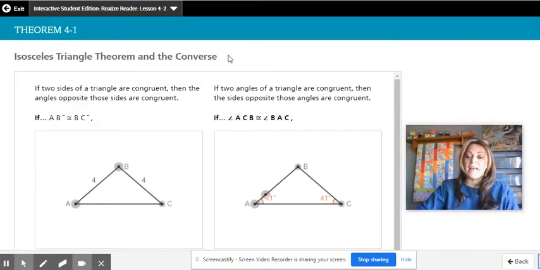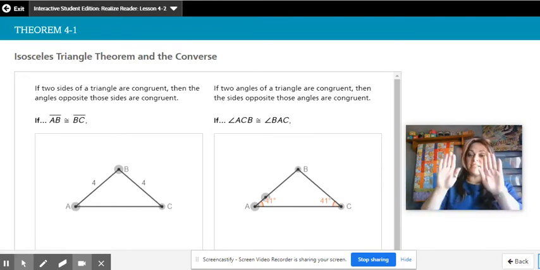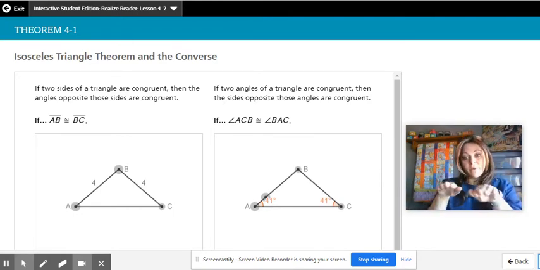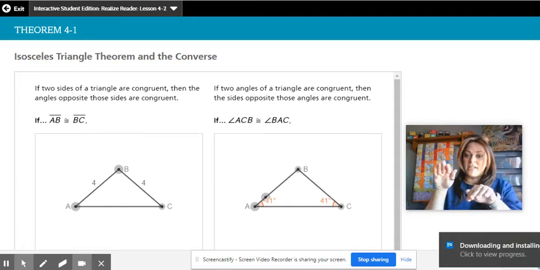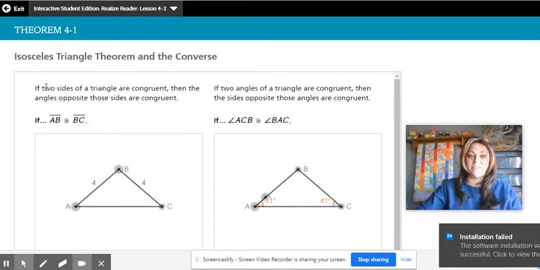Isosceles triangle theorem and the converse. So there's the theorem and the converse. And in previous lessons, we said if there's someone wearing shoes, they're wearing converse. Here's the if, then the converse is switched. So for example, here is the rule.